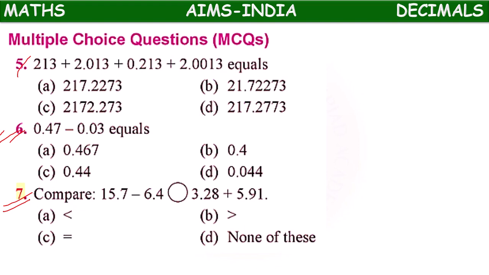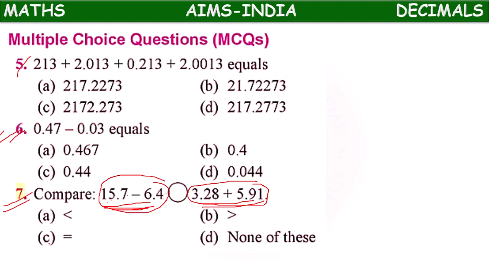Seventh one. Compare. This and this we have to compare. This difference and this sum we have to compare. We can compare approximately. 15 minus 6 how much? But they have given both are equal to approximately 9 only. We have to do actually. 15.7 minus 6.4 how much?